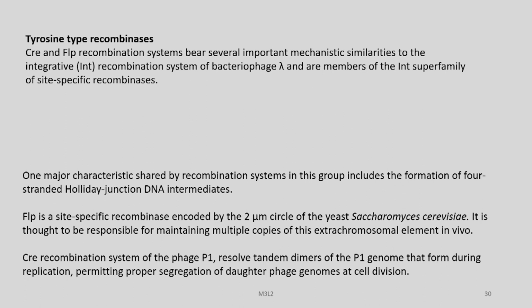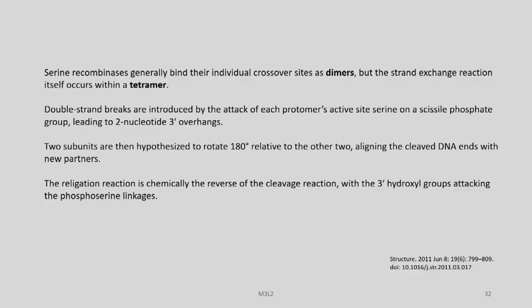Here, the Cre recombination system of the phage P1 resolves tandem dimers of the P1 genome that form during replication, permitting the proper segregation of daughter phage genomes at cell division. Let us now discuss the serine recombinases. The serine recombinases generally bind their individual crossover sites as dimers, but the strand exchange reaction itself occurs within a tetramer. Double strand breaks are introduced by the attack of each protomer's active site serine on a scissile phosphate group, leading to 2 nucleotide 3' overhangs.